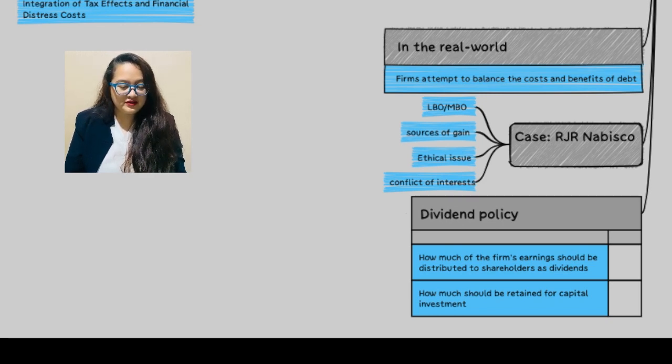Now, dividend policy. Should we pay dividends? Do we have to pay? Yes, we have to pay. Dividend policy will tell you how much of the firm's earnings should be distributed to the shareholders as dividends and how much should be retained for capital investment.